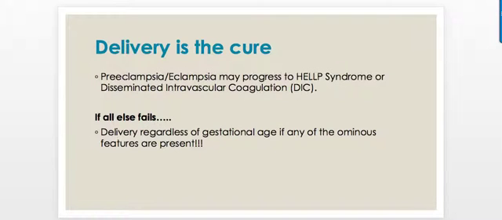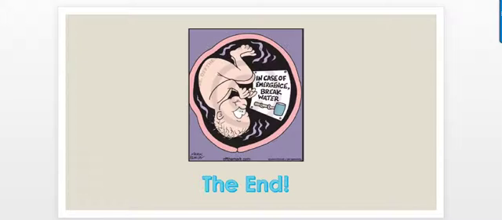So the only cure for preeclampsia is delivery of the baby and the placenta. Reduce physical activity, but not strict bed rest, and taking high blood pressure medication can lower the blood pressure, but it will not stop preeclampsia from worsening or reduce the risk of complications. And that concludes my presentation.